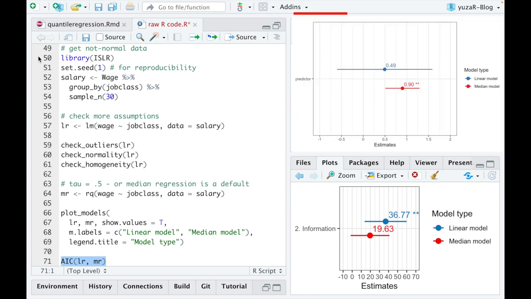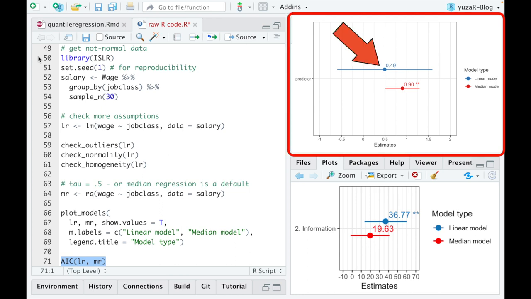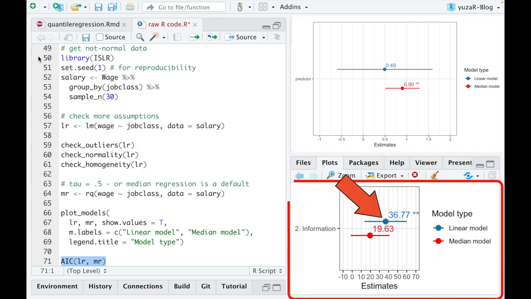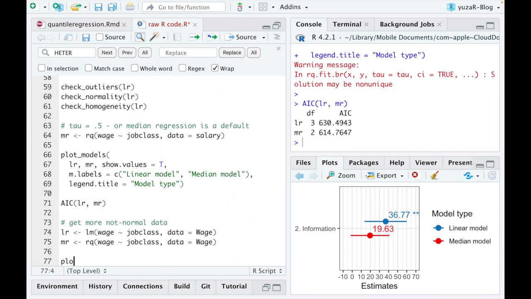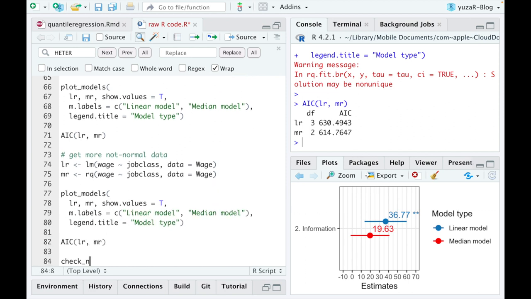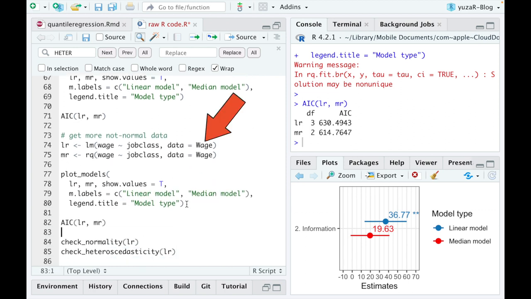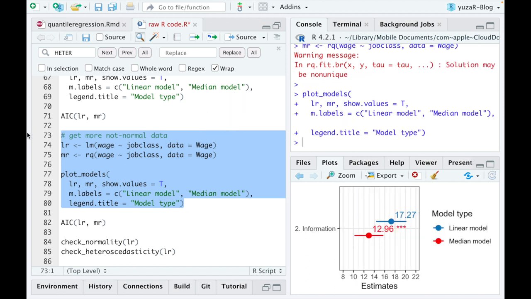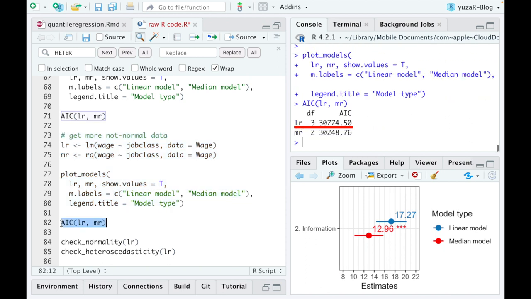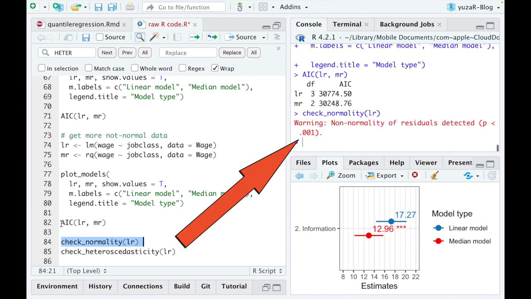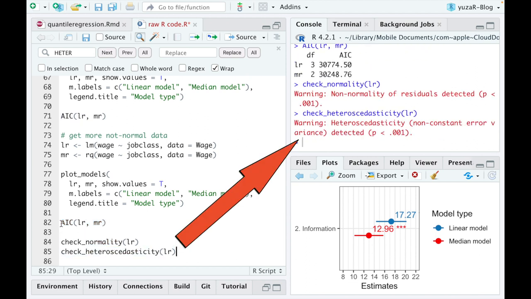So, while in the case with outliers, linear regression missed an important discovery, here linear regression discovered nonsense. Such nonsense is often caused by small samples. And indeed, if we take all 3,000 workers from the wage dataset, we'll see that both models show significantly higher salary of the IT crowd as compared with factory workers. However, the median regression still shows a smaller difference, and the smaller AIC tells us that quantile regression is still a better model, which makes sense for not normally distributed and heteroskedastic data.